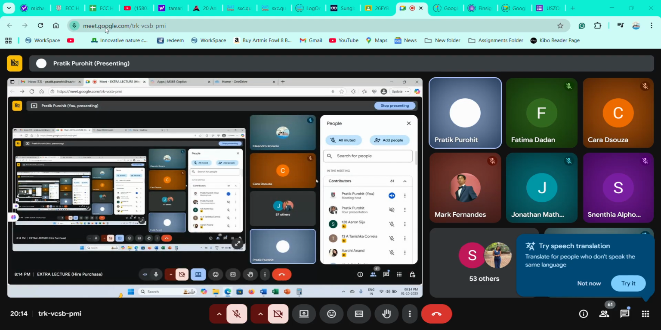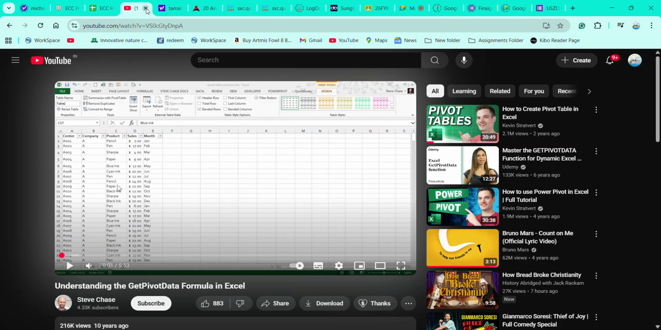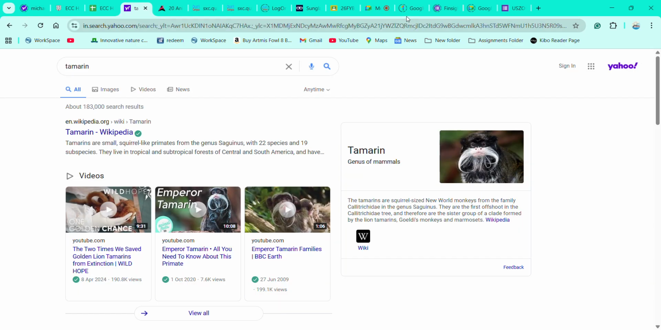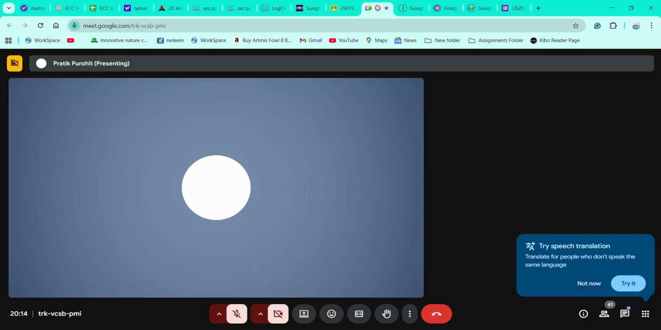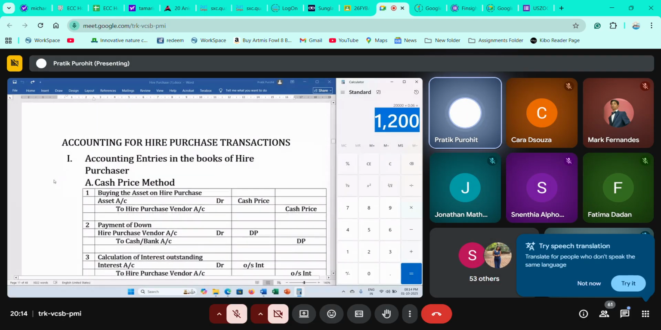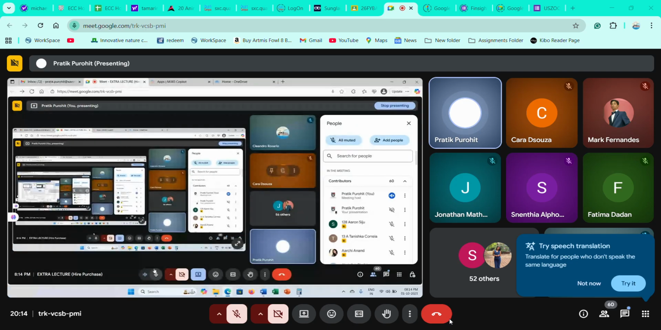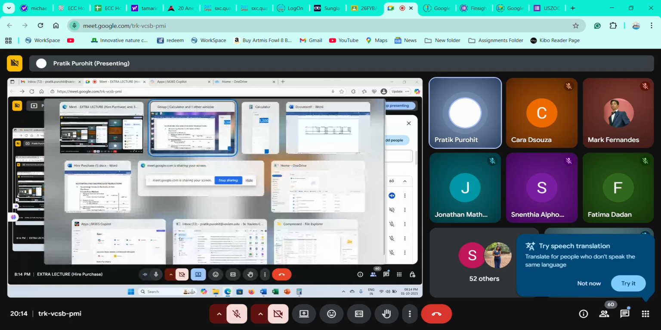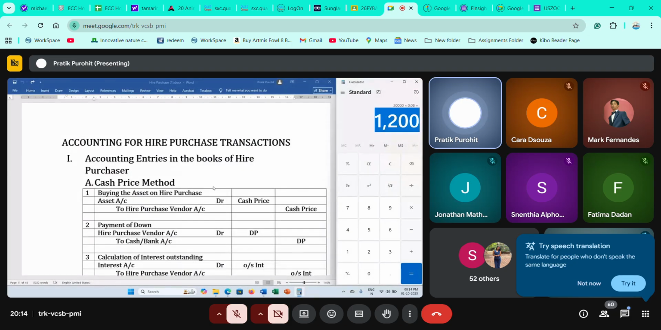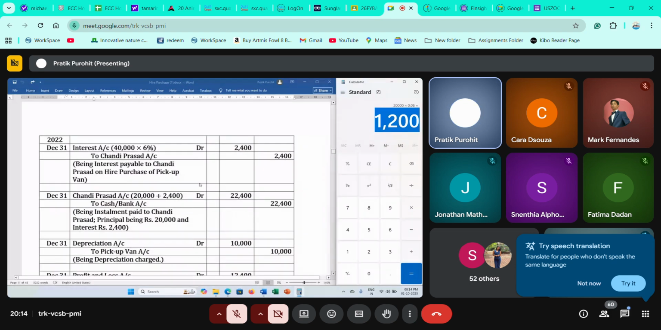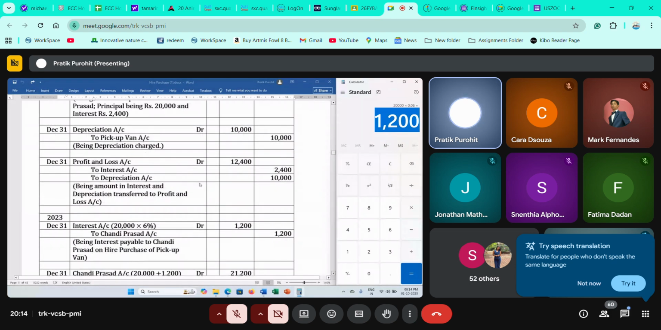Okay. Now what we have understood so far is how do we do accounting using the cash price method. Let us shift our view a little bit from the cash price method. I'll try to scroll it a little bit down. Let us bring our attention to a second method.